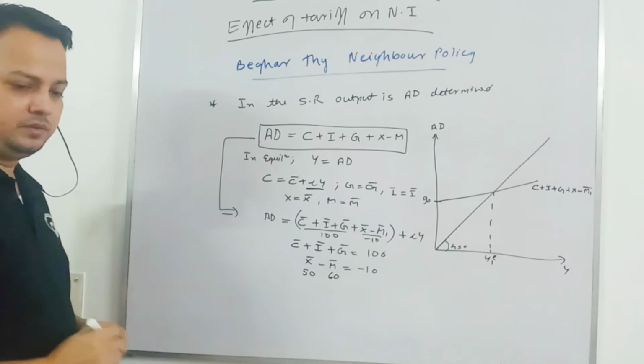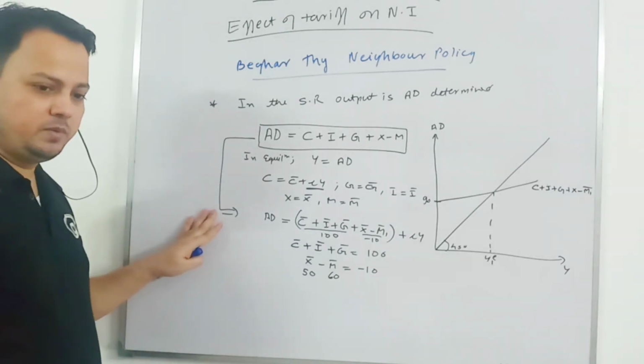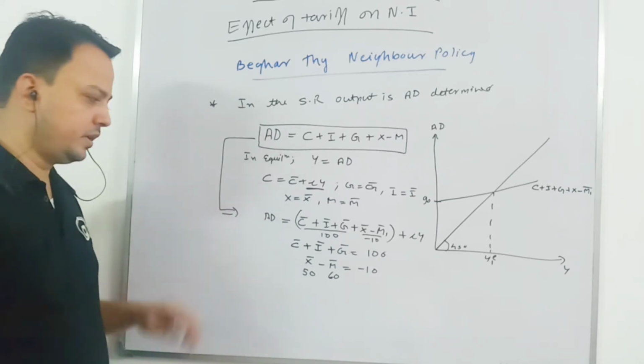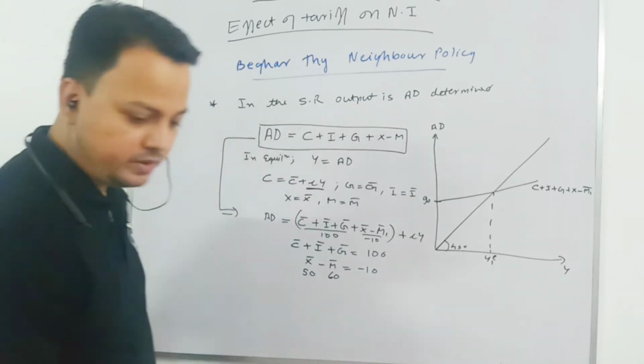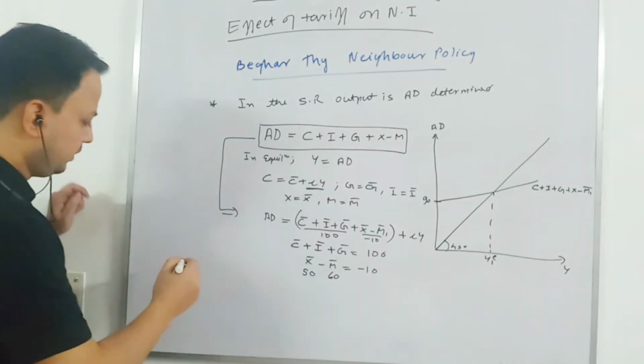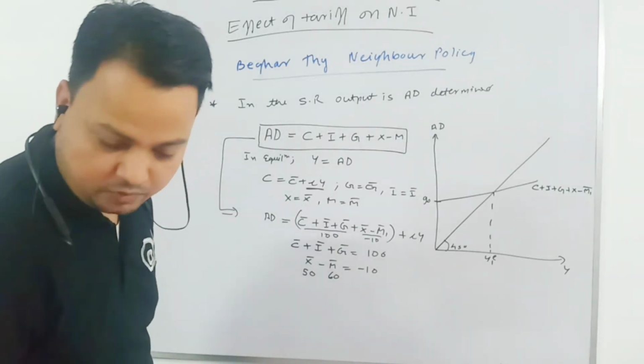Up to this part, are things clear to everyone? Now suppose the government imposes a tariff. Okay, government imposes a tariff, then what will happen?